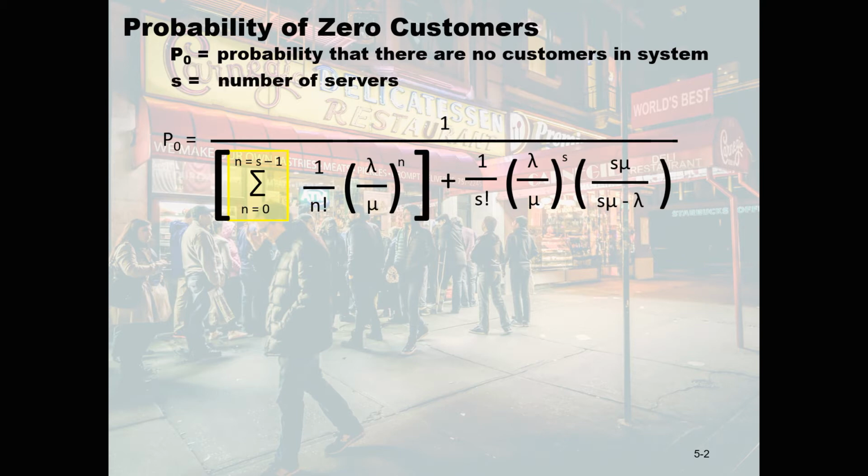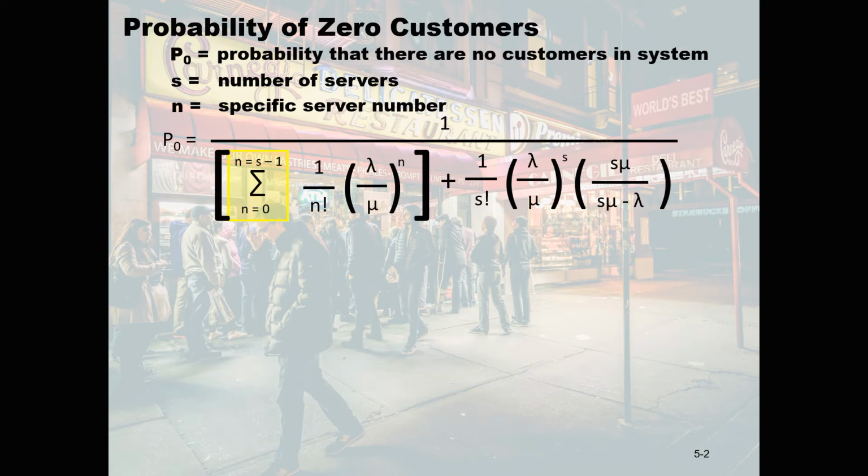Well, let's start off with a couple more variables. We'll start off with s, and s stands for the number of servers. n is the specific server number. So if we had 5 servers, n could be any number between 0 and 5.